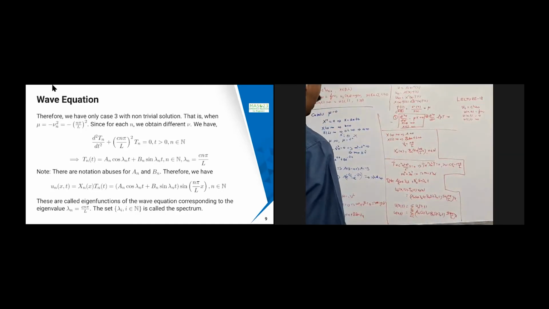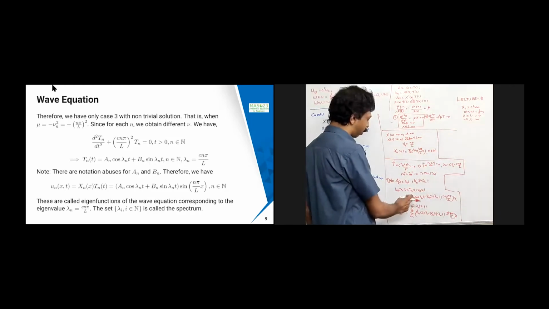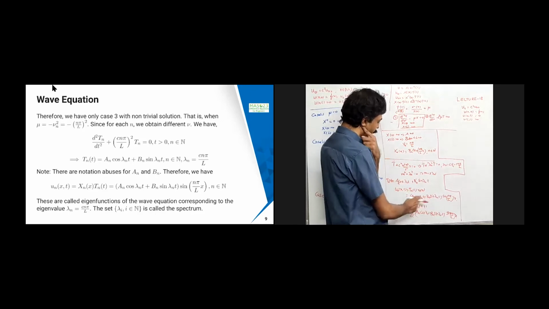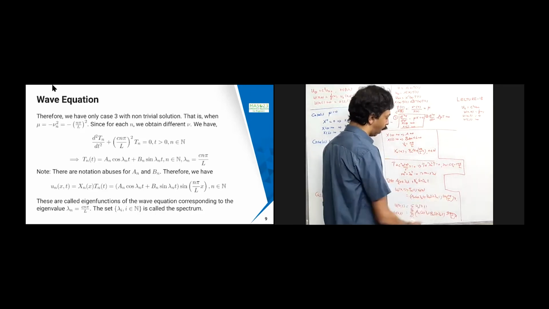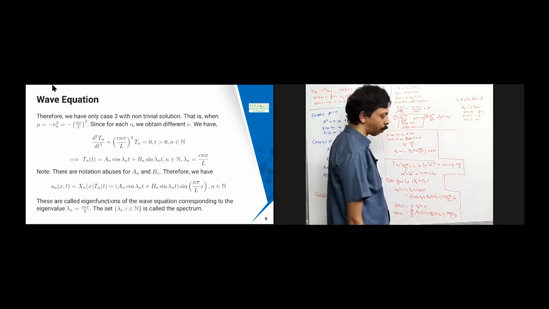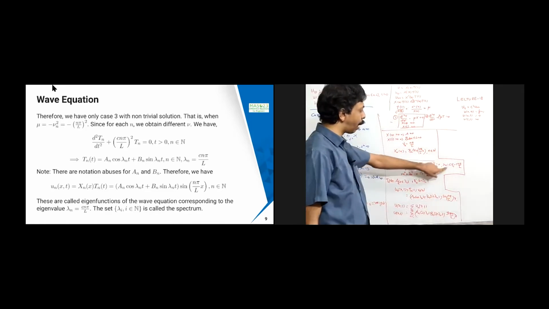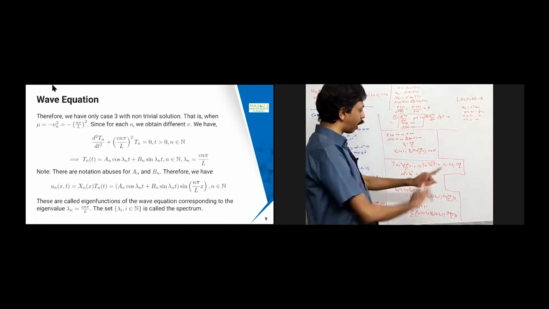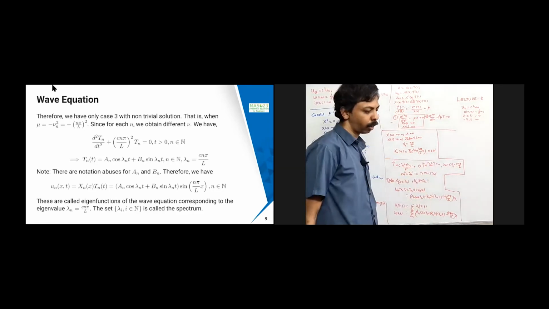Now this function, u n of x comma t equal to T n of t into X n of x, or a n cos lambda n t plus b n sin lambda n t and so on, is called the eigenfunction corresponding to this wave equation, corresponding to the eigenvalue lambda n. Lambda n is nothing but c n pi by L. This is the eigenvalue, and the collection of all these eigenvalues is called the spectrum of the problem.